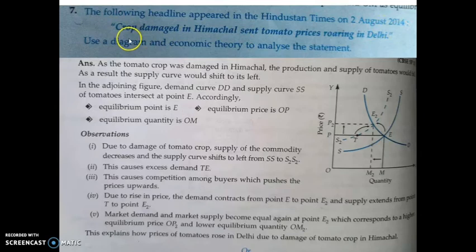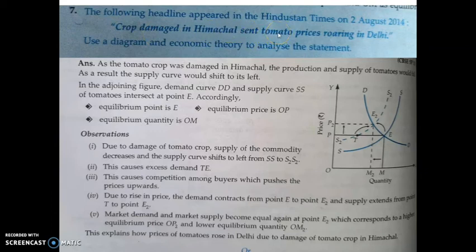So the headline is, crop damaged in Himachal sent tomato prices roaring in Delhi. Use a diagram and economic theory to analyze the statement. Okay, so crop damage. What do you mean by crop damage? That means there is a decrease in supply. Crop damage means a decrease in supply, and that sent tomato prices roaring.